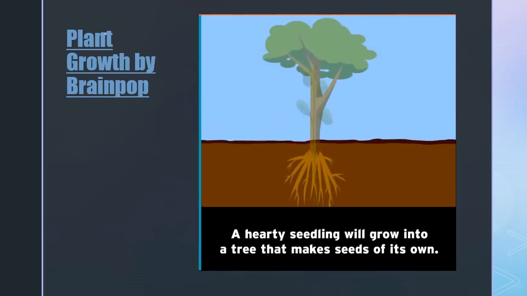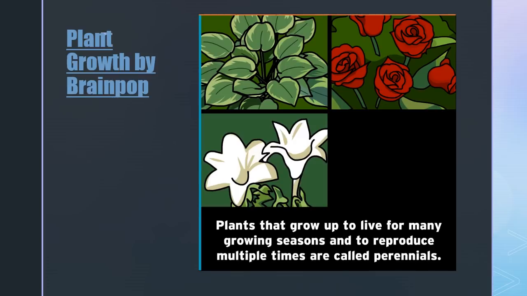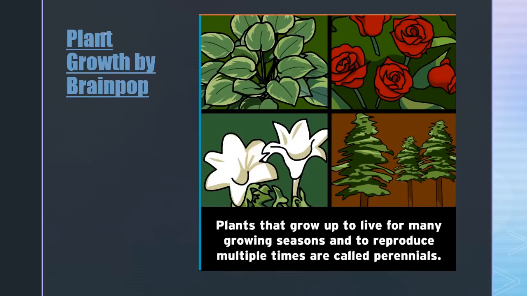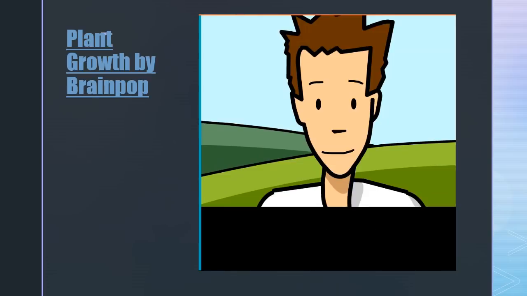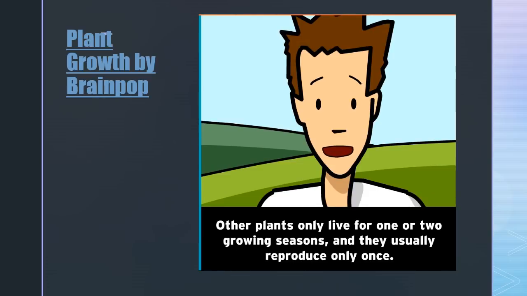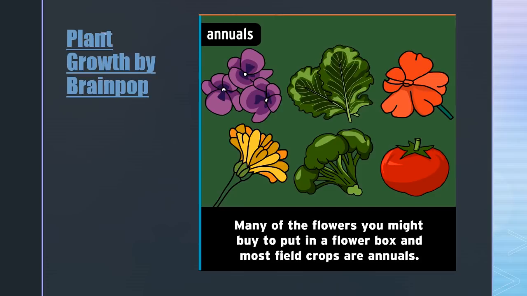A hardy seedling will grow into a tree that makes seeds of its own. Plants that grow up to live for many growing seasons and to reproduce multiple times are called perennials. Trees and some shrubs are perennials. Other plants only live for 1 or 2 growing seasons, and they usually reproduce only once. These are called annuals. Many of the flowers you might buy to put in a flower box, and most field crops, are annuals.